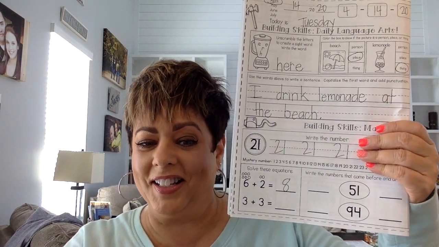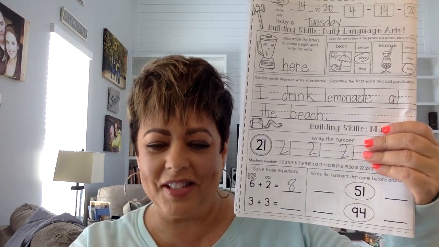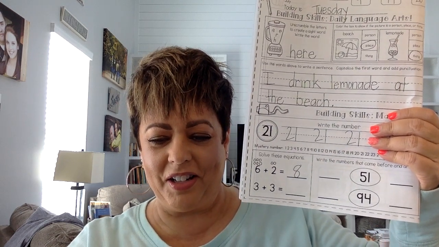3 plus 3 is a double. We call that a double. So remember, you can draw a picture. You can use your fingers. For this one, I'm going to use my fingers. I'm going to get 3 fingers on one hand, 3 fingers on the other hand, and put them together. 3 plus 3 equals how many altogether? 1, 2, 3, 4, 5, 6. 3 plus 3 equals 6.